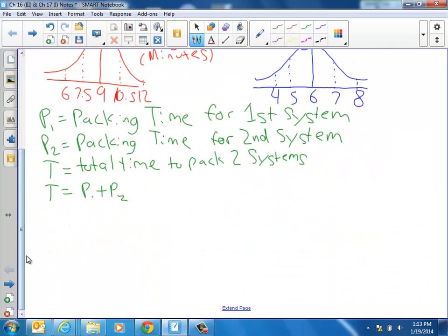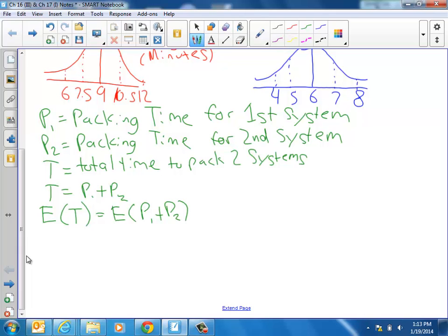So we need the mean, the expected value of T, the expected value of the total time to pack these two stereos. Well, we know the expected value of T is the expected value of P1 plus P2. It's the sum of the first packing time plus the second packing time.